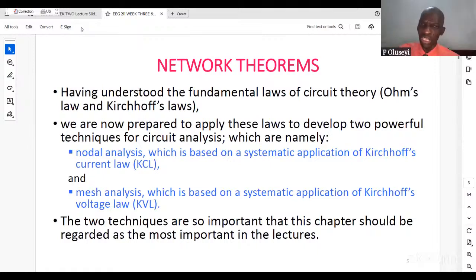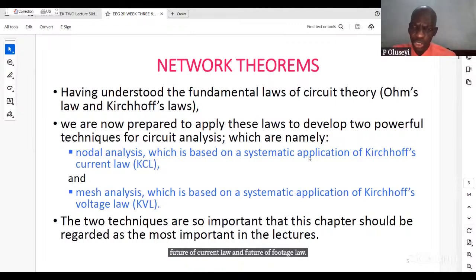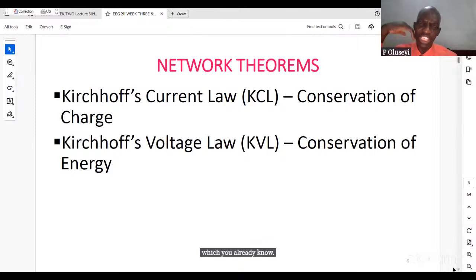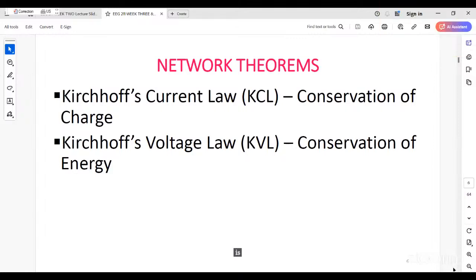So this is network theorems. The network theorems respect Kirchhoff's current law and Kirchhoff's voltage law, which you already know. Kirchhoff's current law more or less depends on the conservation of charge, because current and charge are interchangeable, from our knowledge of Lenz's law. Then Kirchhoff's voltage law is the conservation of energy.